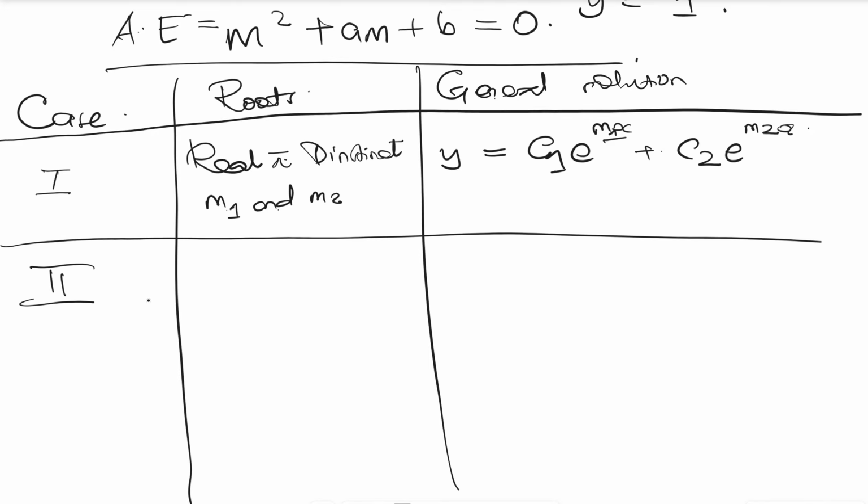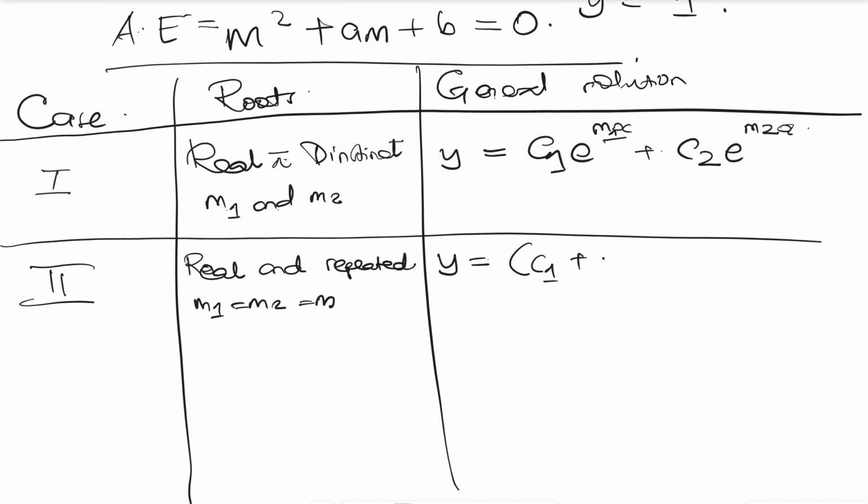Then for case 2, that means roots are real and repeated. That means m1 is equal to m2 is equal to m, and the solution will be y is equal to (c1 plus c2x) e to the power of mx.